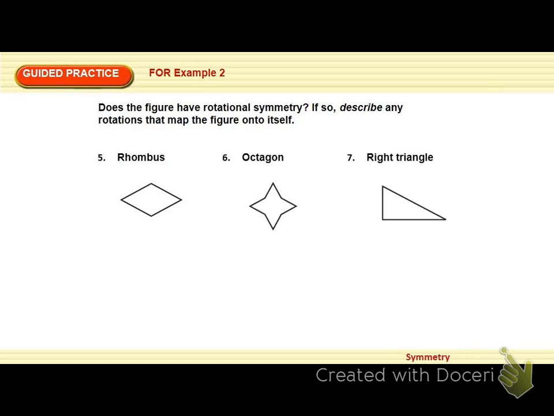All right. So try these. Come up with the rotational symmetry for these guys. You can stop the video, start it back up, and see if you're right.